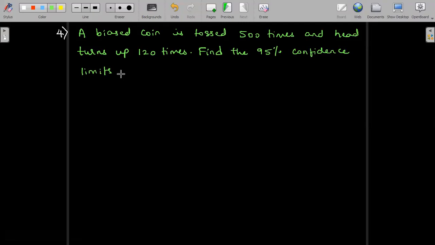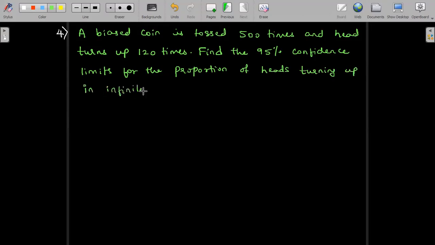for the proportion of heads turning up in infinitely many tosses.